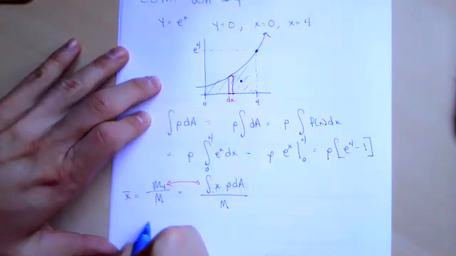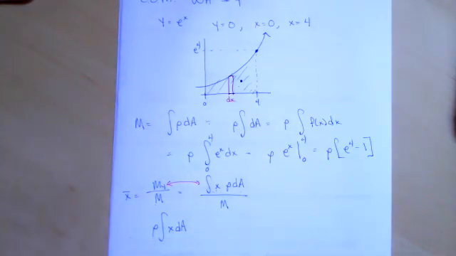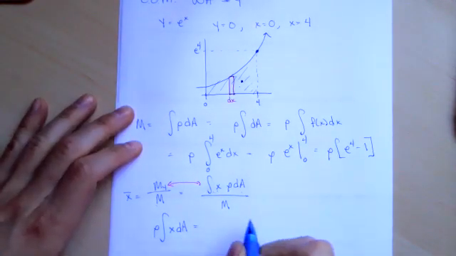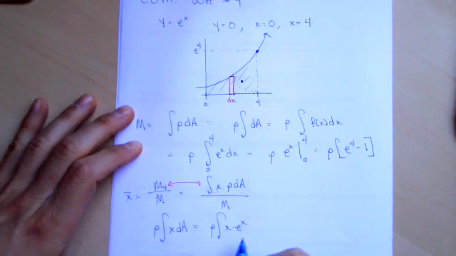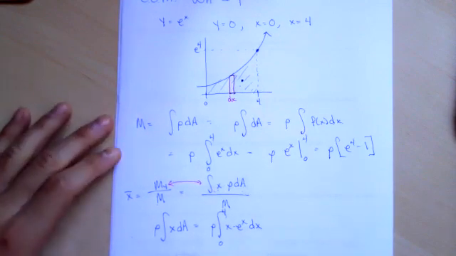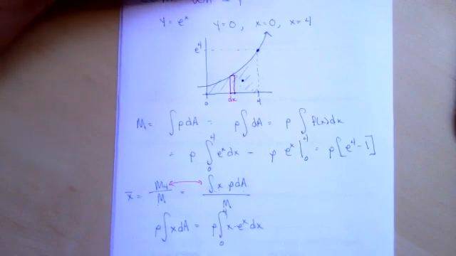So let's take a look at the integral of x dA. And actually, let's just keep the rho outside. Same integral, same functions. We just got an extra power of x. So we'll have rho times x e to the x, integrating from 0 to 4 dx. Of course, now with the extra x, our integrals get a little more complicated to do. So we just have to remember all of our techniques of integration.